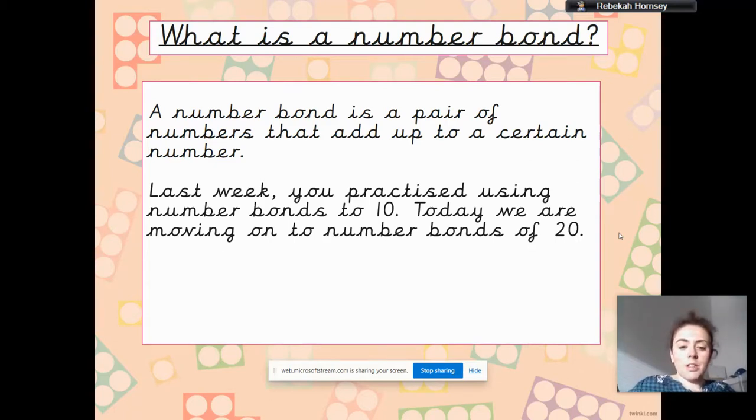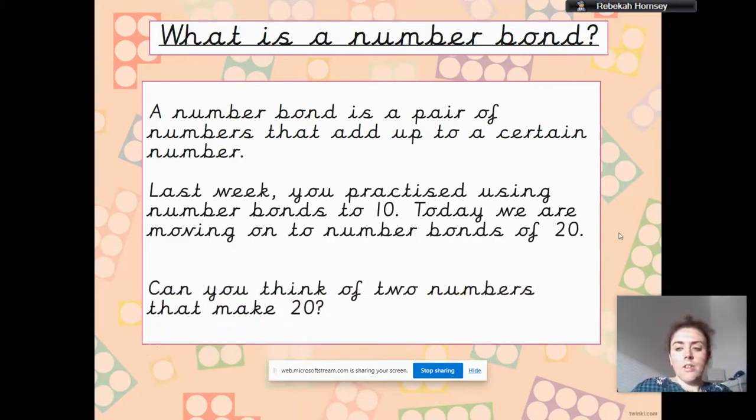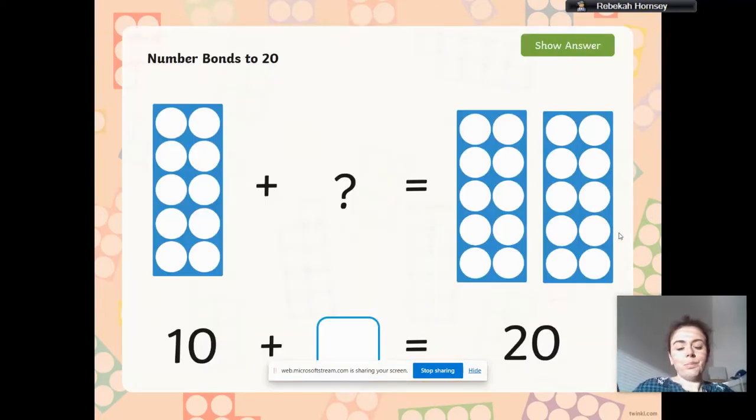Today, we are going to move on to number bonds to 20, something else that we need to know off by heart, because it will help us with lots of different things in maths, like adding, taking away, all of those kinds of things, times tables. So, can you think off the top of your head of two numbers you could add together to make 20? Keep that in your head because you might need it as we move on.